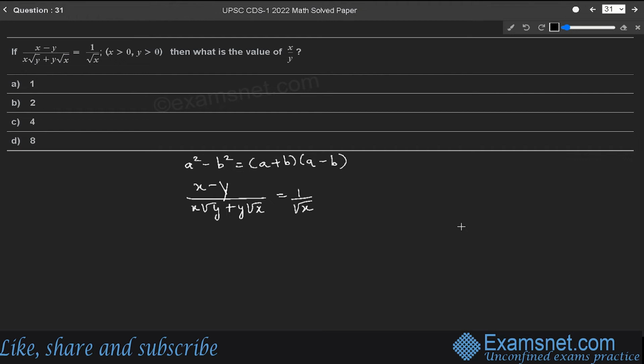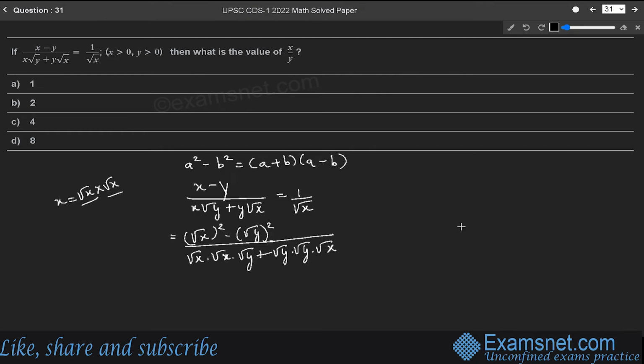It can also be written as, see, x can be written as root x into root x, because we know that root x into root x is x. So root x whole square minus root y whole square upon root x into root x into root y plus root y into root x. We have just replaced y as root y into root y and x as root x into root x. It will be equal to 1 upon root x.